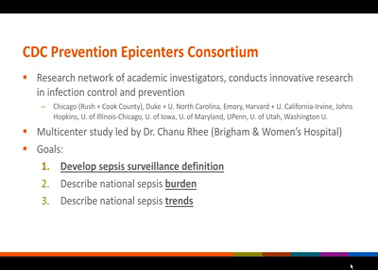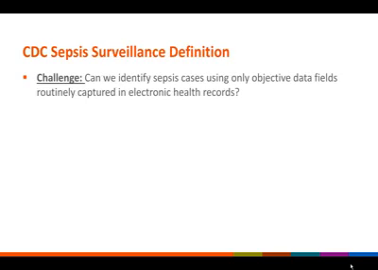First, develop a sepsis surveillance definition. Second, describe the national sepsis burden. And third, describe national sepsis trends. The first step was to develop a sepsis surveillance definition. The challenge here was how could we identify cases of sepsis using only objective data fields routinely captured in electronic health records.